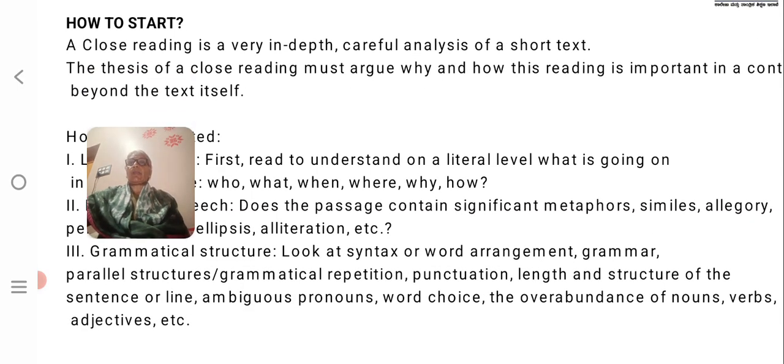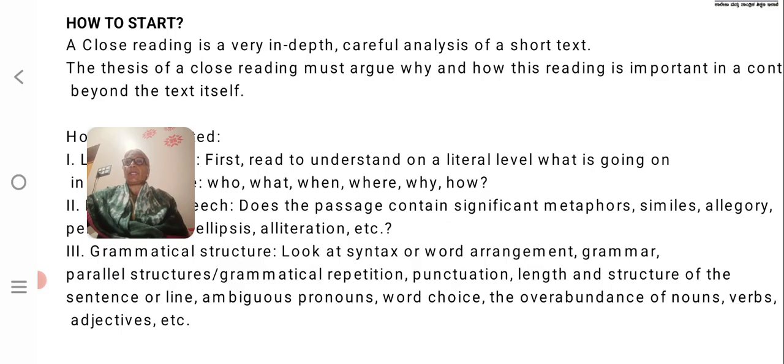Close reading is a very in-depth, careful analysis of a short text. The thesis or the assumption of close reading is that it must argue why and how this reading is important in a context beyond the text itself. Fine, how to start reading a text closely?